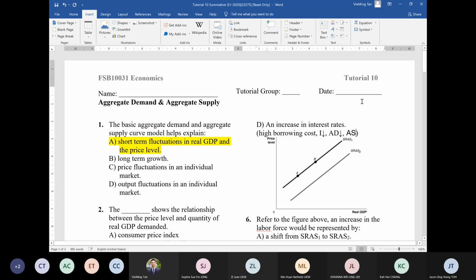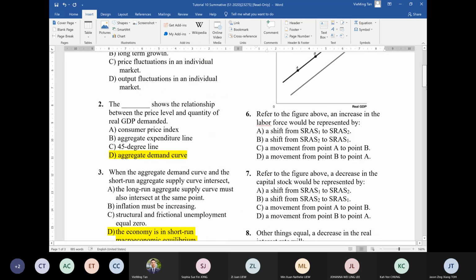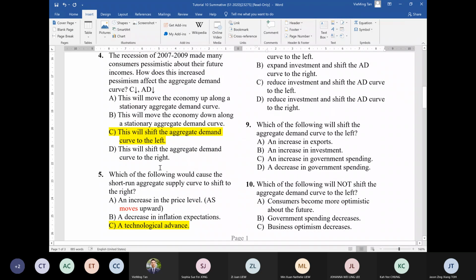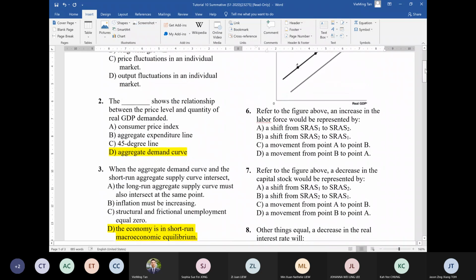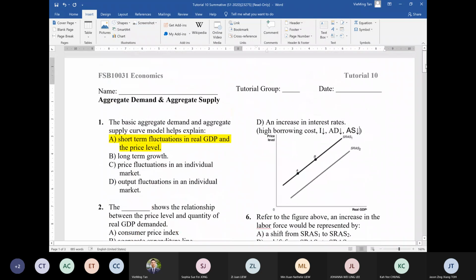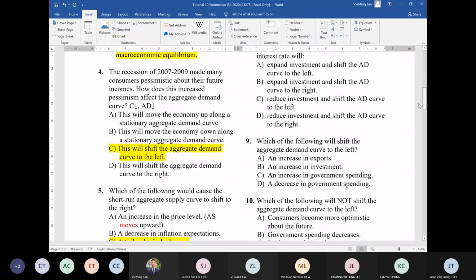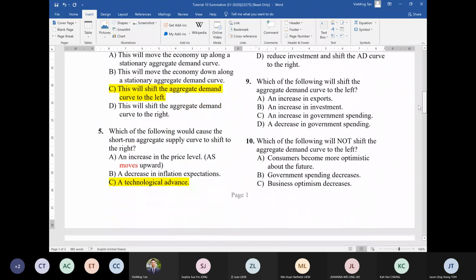AS also will shift to the left-hand side. Okay. But the question now is shift to the right, which is totally against the question. So the best answer is C, China.